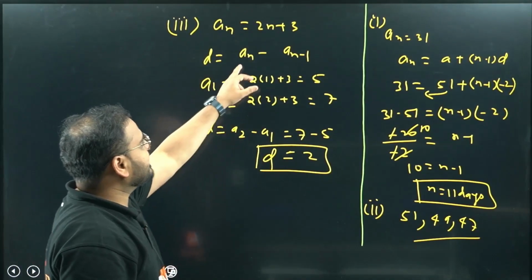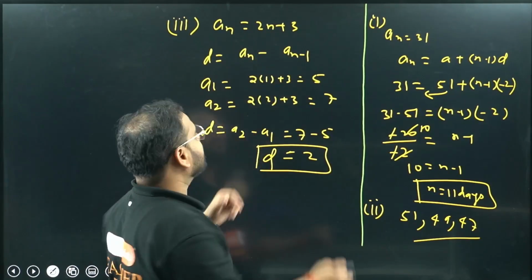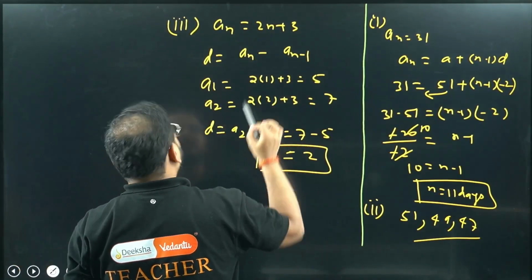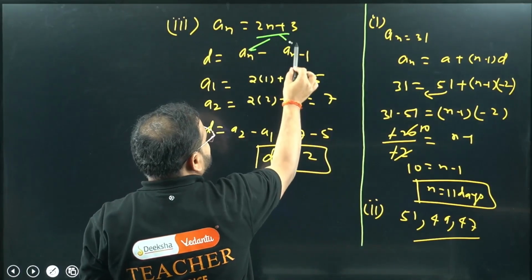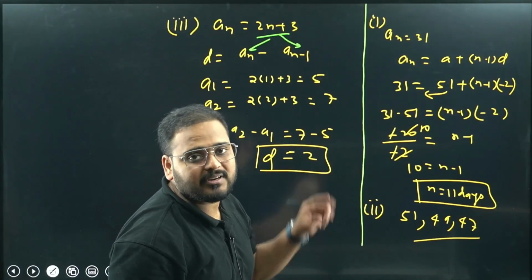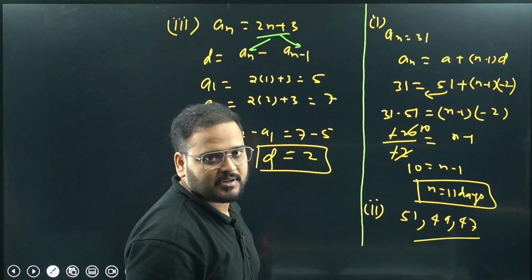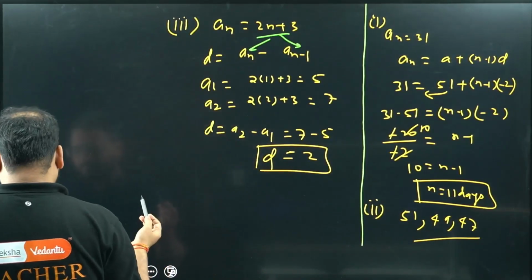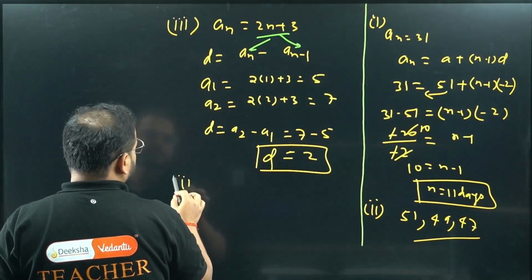If you want, for a_n, write this as 2n plus 3. And for the other part, write the same thing but replace n by n minus 1 and then simplify the linear equation. You're going to get the answer to be 2 only. Correct? Moving on to question number 3.